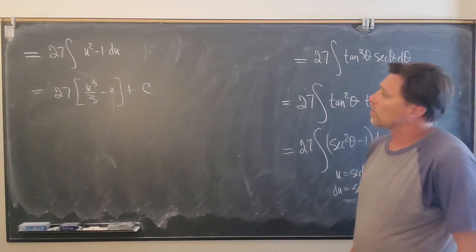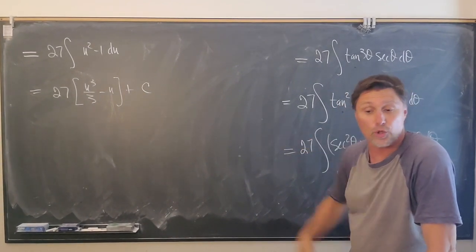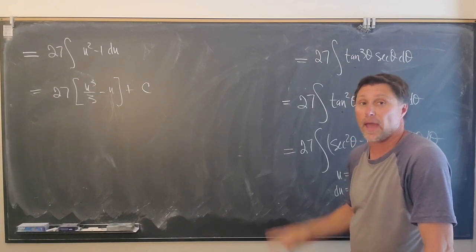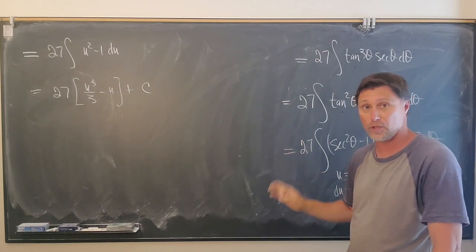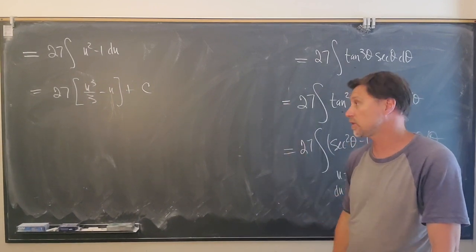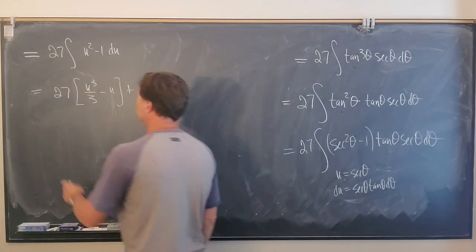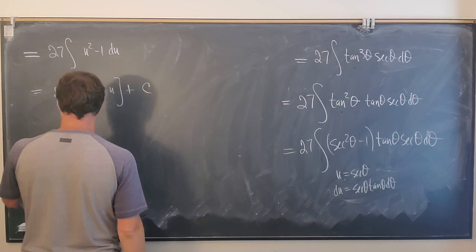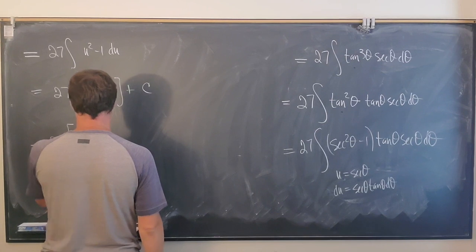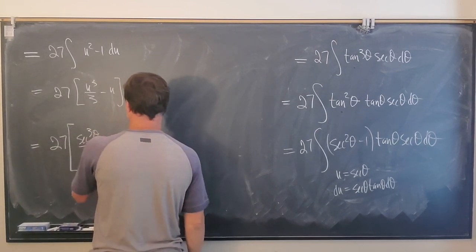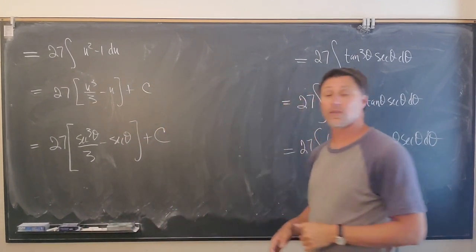Okay, so there's an answer, but that's not the final answer, right? Our answer at this point involves the variable u. We started off with the variable x, and we did two substitutions, right? We went from x to theta and then theta to u. So we're going to have to do two backward substitutions now. First, we know that u is equal to secant theta. So this becomes 27 times secant cubed theta over 3 minus secant theta plus c. So now we have an answer that involves the variable theta.